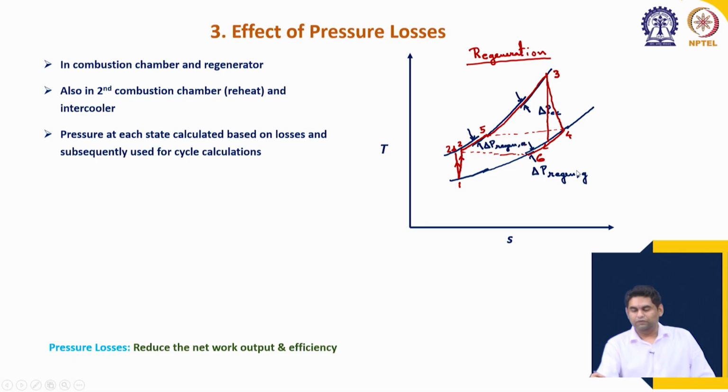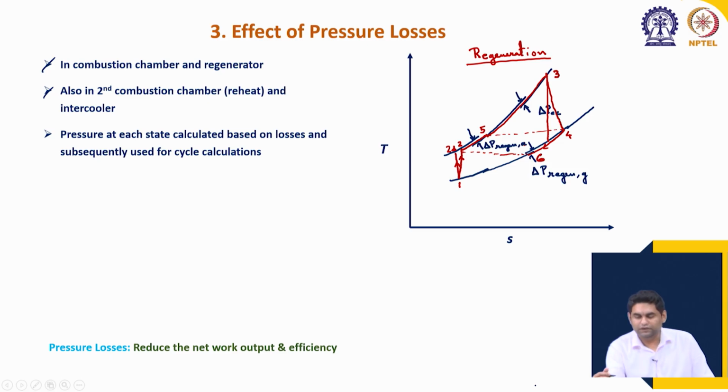Okay. So, what is its role? It increases the exit pressure of the turbine. As a result, the pressure ratio is further decreased. Similarly, if there is a second combustion chamber, then in that case also there will be pressure losses. If there is an intercooler, then also there will be pressure losses. So, we need to account for that.